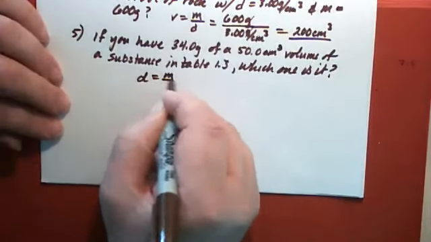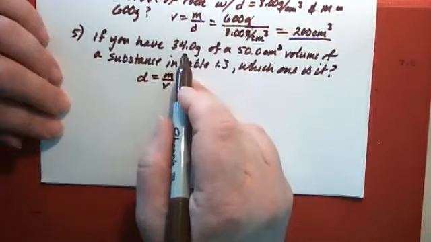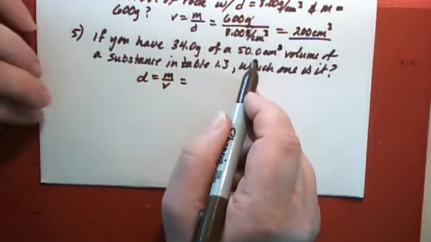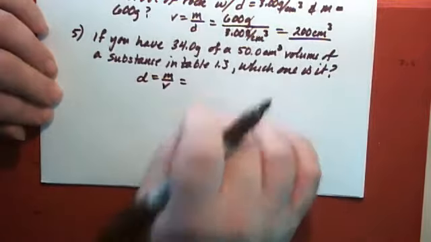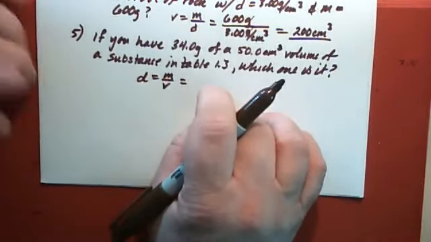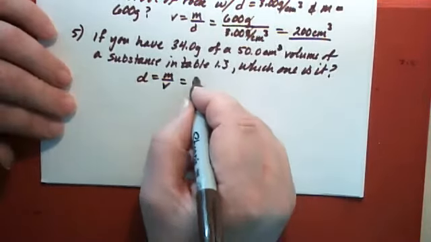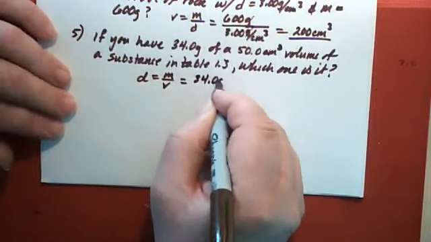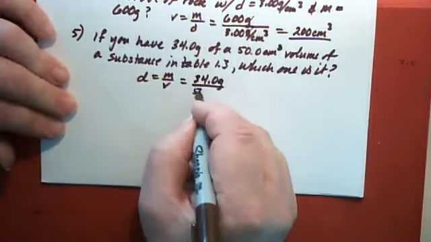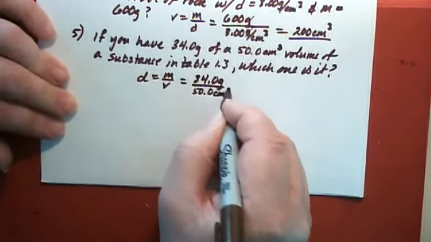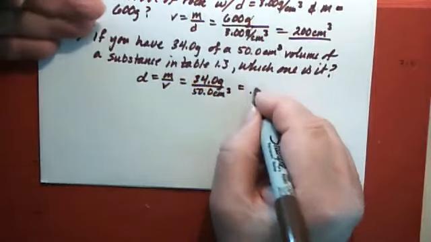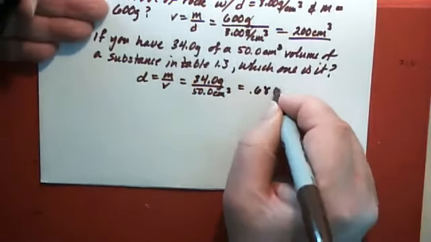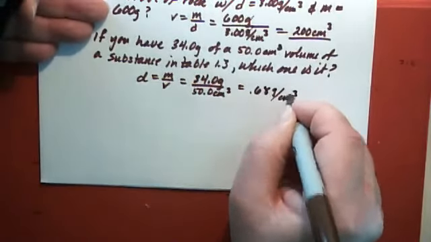Density is mass over volume. We have mass in grams and volume in cubic centimeters. That will give you grams per cubic centimeter for density, which is the standard unit that's listed in table 1.3. So let's go. 34.0 grams over 50.0 cubic centimeters. And that's 0.68 grams per cubic centimeter.